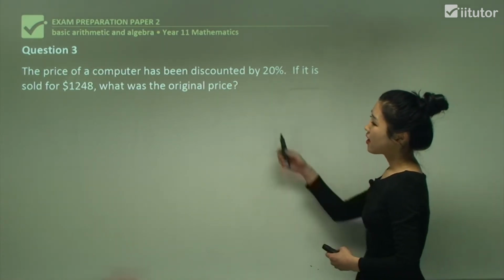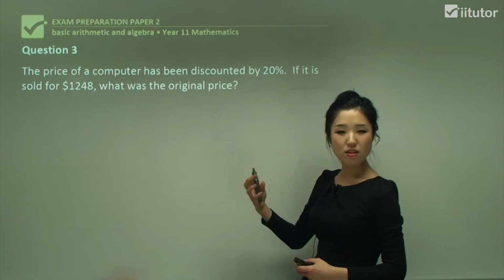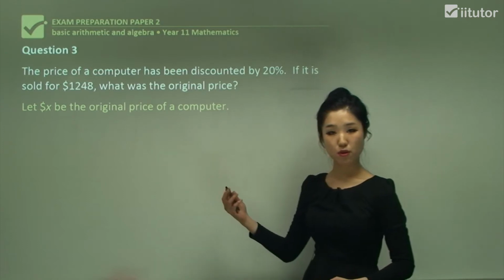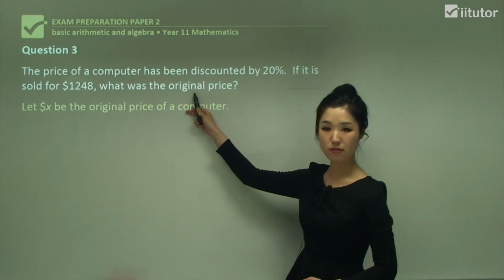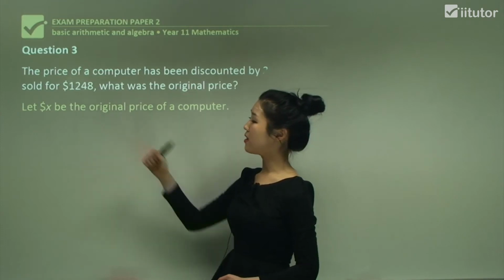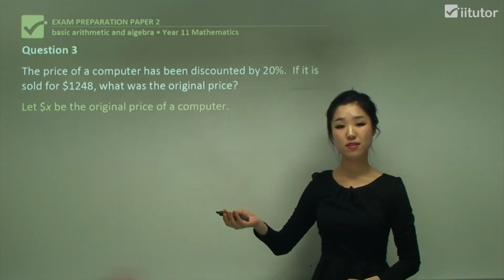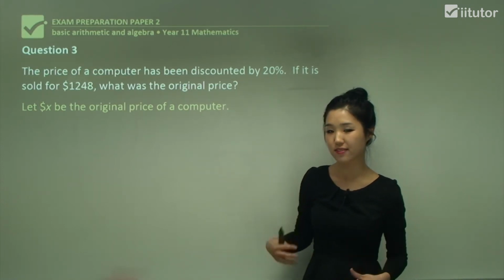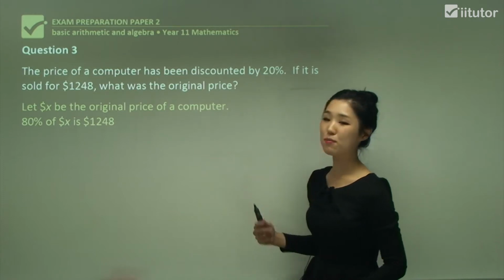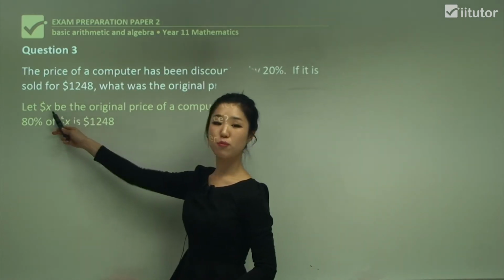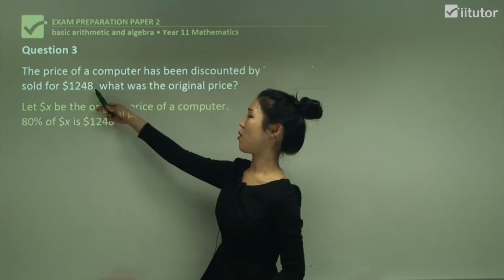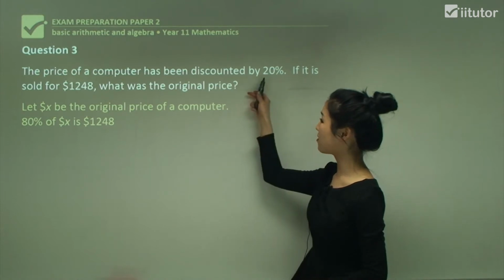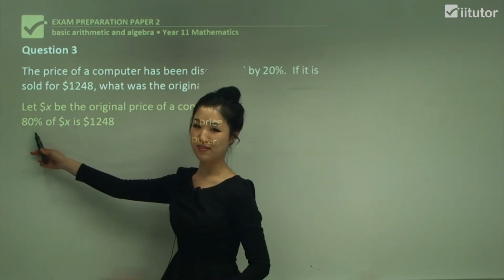So the discounted amount is 20%. If I let x be the original price of the computer, which is what we want, right? We want the original price of the computer, so that's what I'm going to let x be. And as I said, 20% is the discount. So if it's discounted by 20%, how much in percentage terms are you paying? Well, you're paying 80%. So 80% of the original price x is 1,248, which is the discounted price. Does that make sense? 100 minus 20 is 80, so that's why we have 80%.